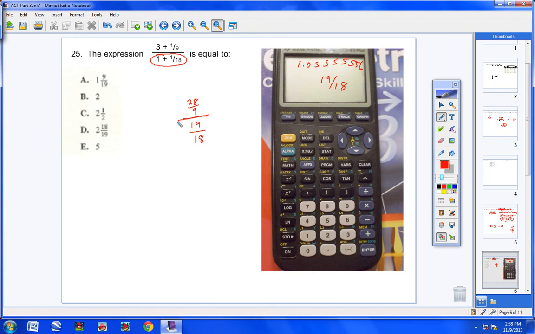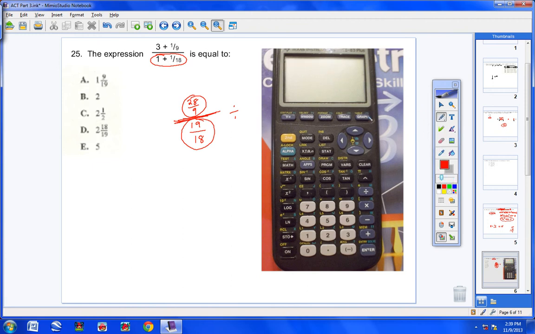Don't forget that fraction means divide. So you have this whole fraction here divided by this whole fraction here. Now be very careful. I want you to use your calculator, but watch how you type it in. It's very important you do it this way. You do not want to type in 28 divided by 9 divided by 19 divided by 18. That will not work. I can guarantee you'll get the wrong answer.